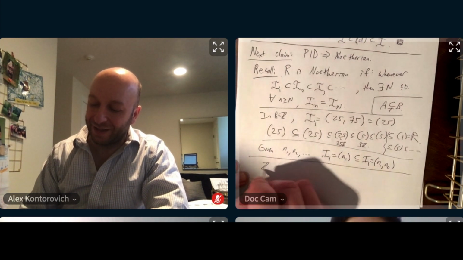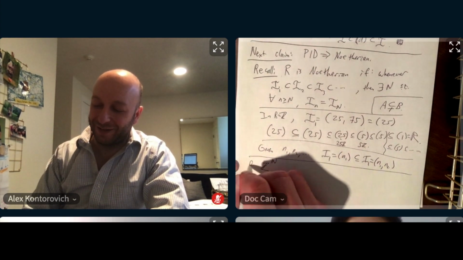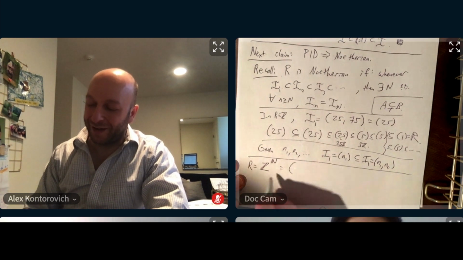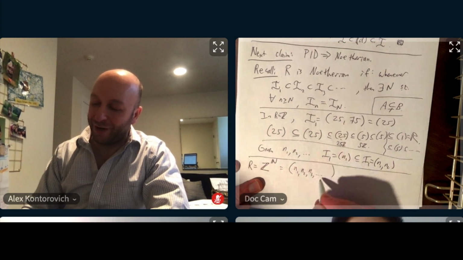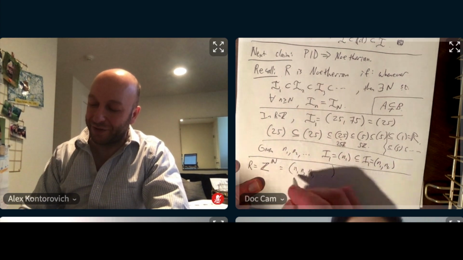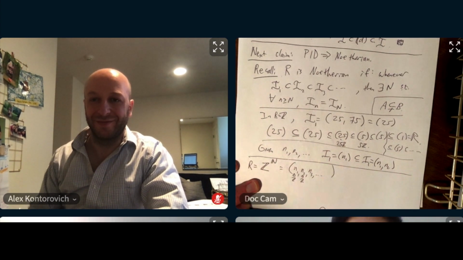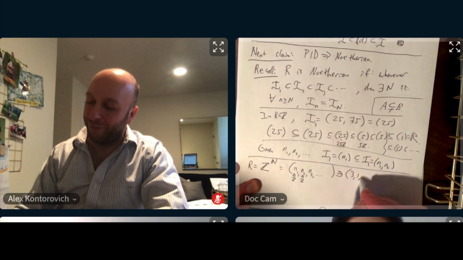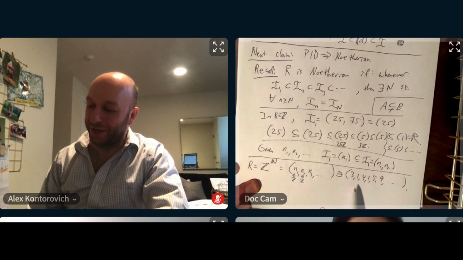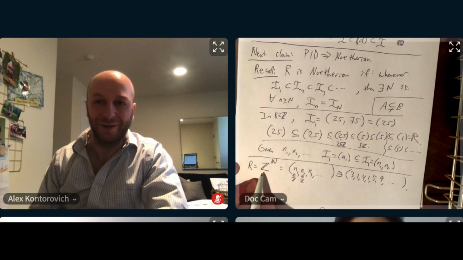Take Z^N. What in the world does that mean? That means I have a number n1 and a number n2 and a number n3, and I have a number for every natural number. I have an integer. Each of these is an integer. So here's an element in here: 3, 1, 4, 1, 5, 9, and so on. That's an infinite sequence of whole numbers. Integers, doesn't have to be positive, could be negative, could be 0.